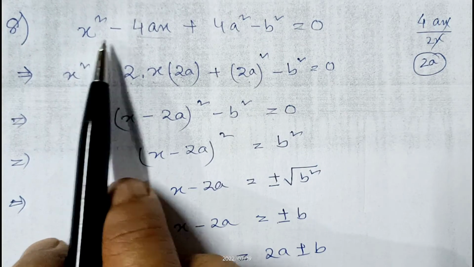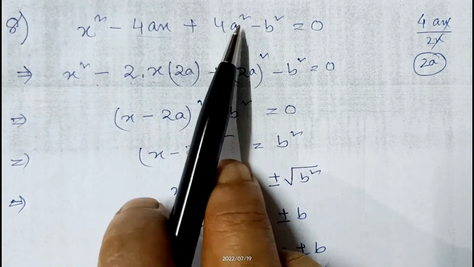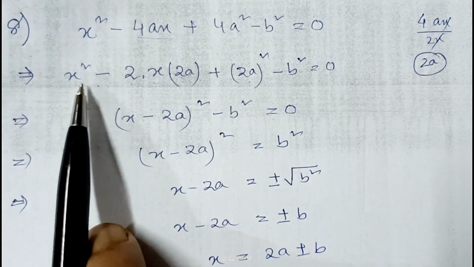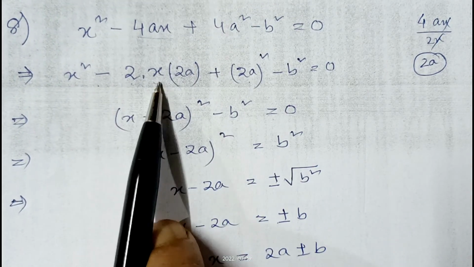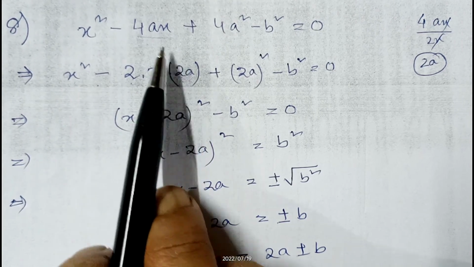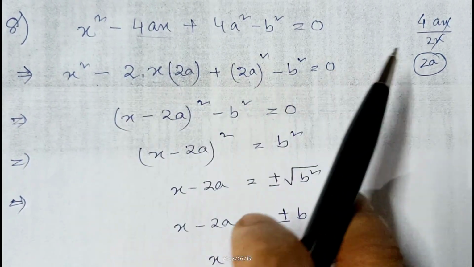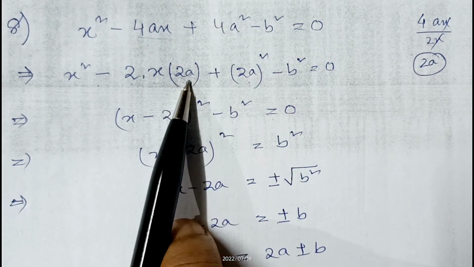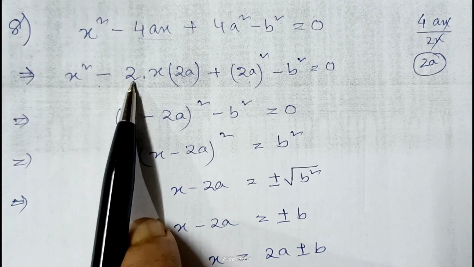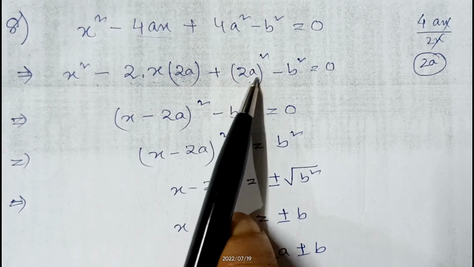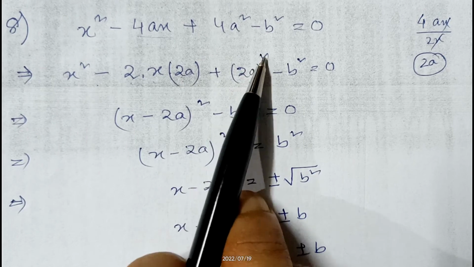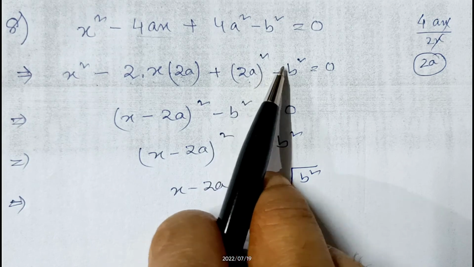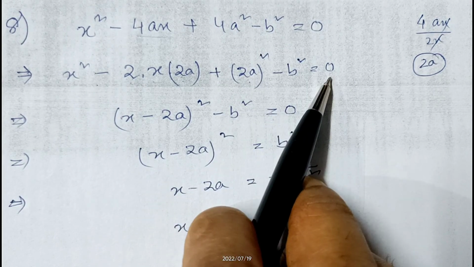Here the question is x square minus 4ax plus 4a square minus b square equals to 0. Now this can be written as a square minus twice a. A is x here. For getting b, we have to divide 4ax by 2x. If we divide 4ax by 2x, it will be twice a. So b will be twice a. So we got a square minus twice ab plus b square. B is twice a, so it will be (2a) square. Here (2a) square is same as 4a square, so no need to write minus (2a) square, and minus b square equals to 0.